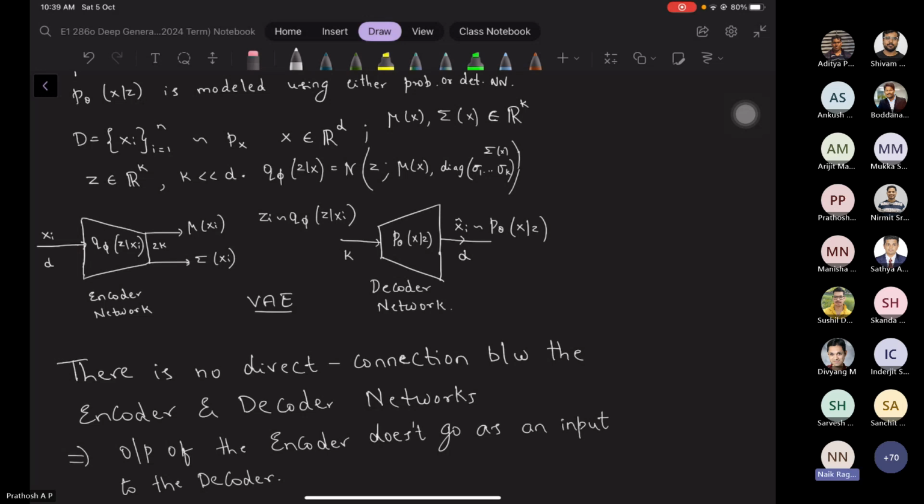The input to the decoder is a sample from q phi of z given x, correct. So we indirectly use it, right? Yes, we do use it. I'm not saying we don't use the encoder network. I'm saying that the output of the encoder does not go as an input to the decoder. The encoder is very much used, but only to determine the parameters of the distribution, and using those parameters, you sample. Once you sample, you use that sample as an input to the decoder. Yeah, got it.